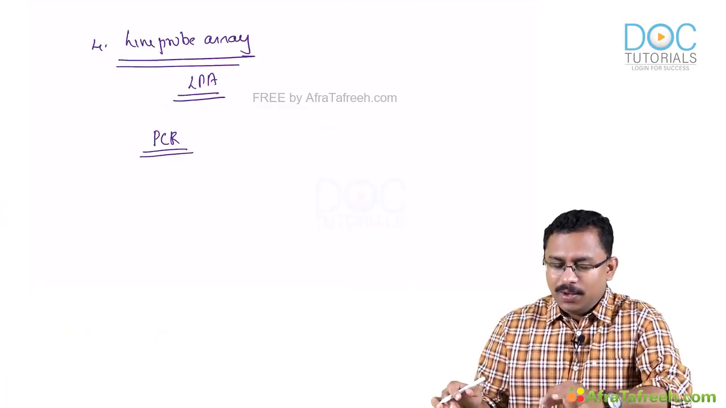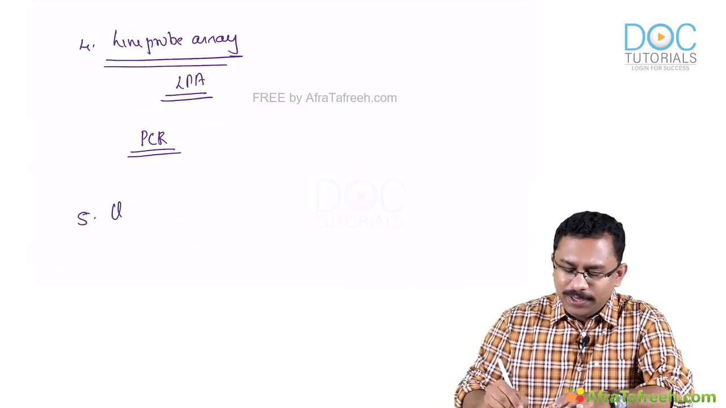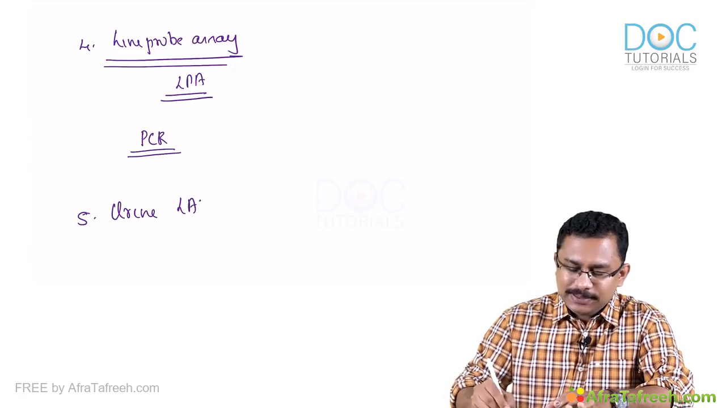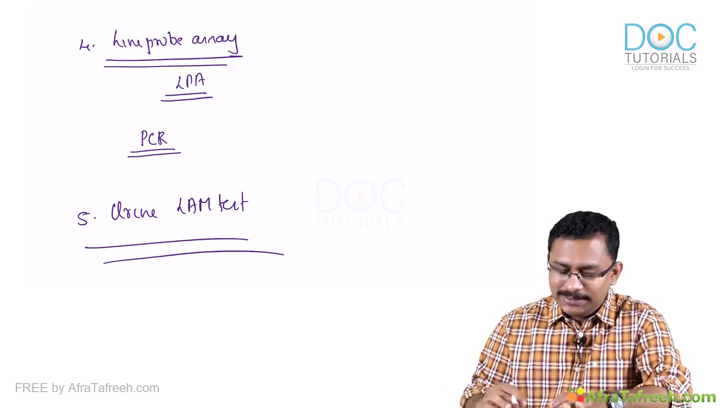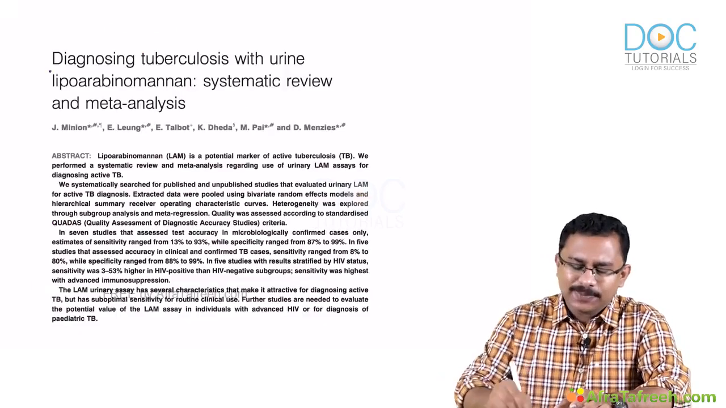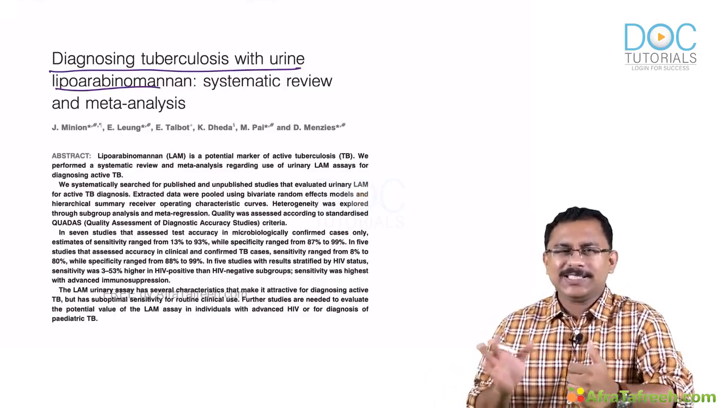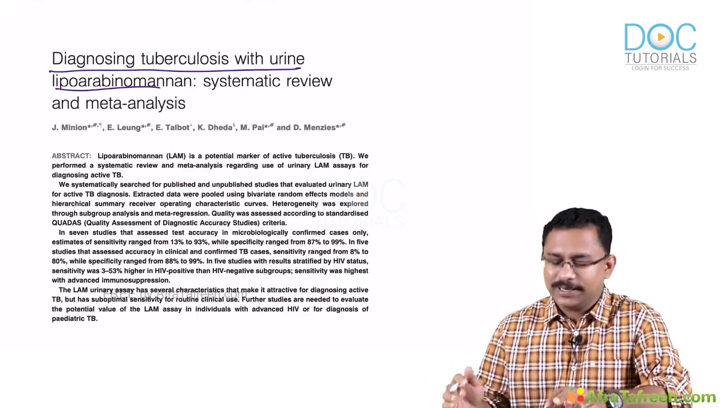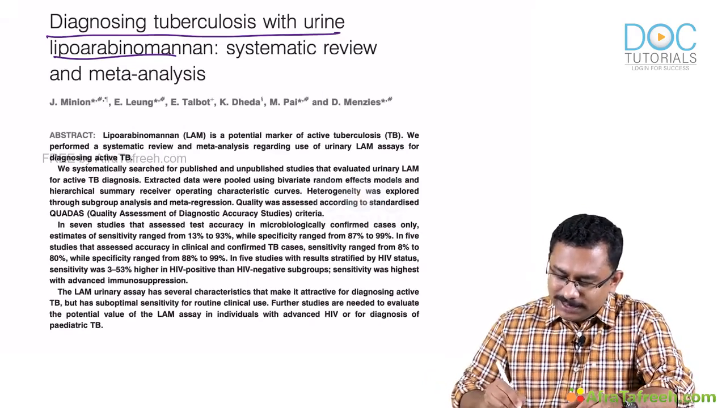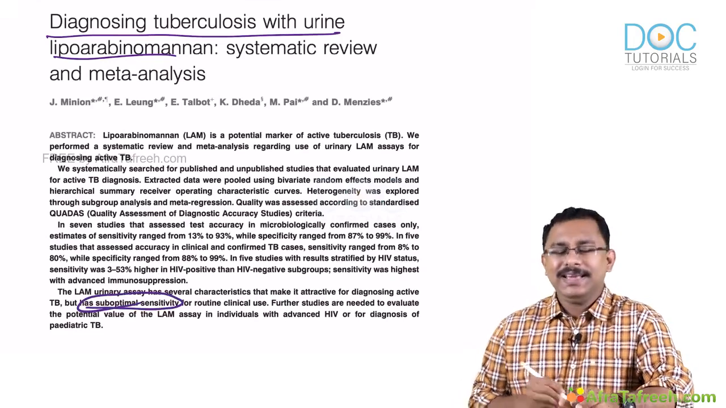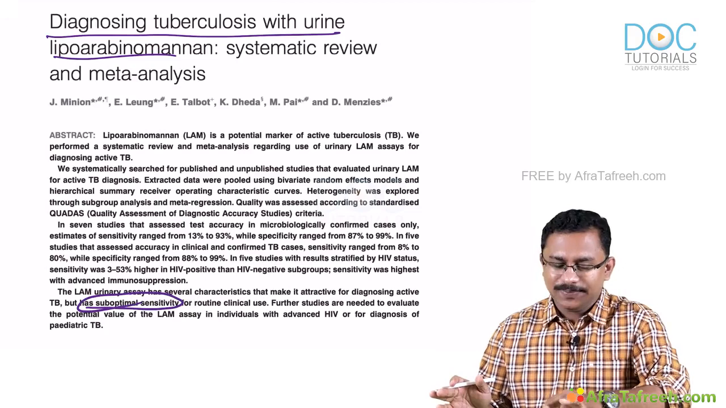Now, other than the line probe assay, the fifth one is a urine LAM test, which is your urine lipoarabinomannan test. That again has been tested for in the diagnosis of tuberculosis, especially those with HIV TB co-infection. The problem with this is that you can see that it is useful, but suboptimal sensitivity is an issue with your urine LAM test.